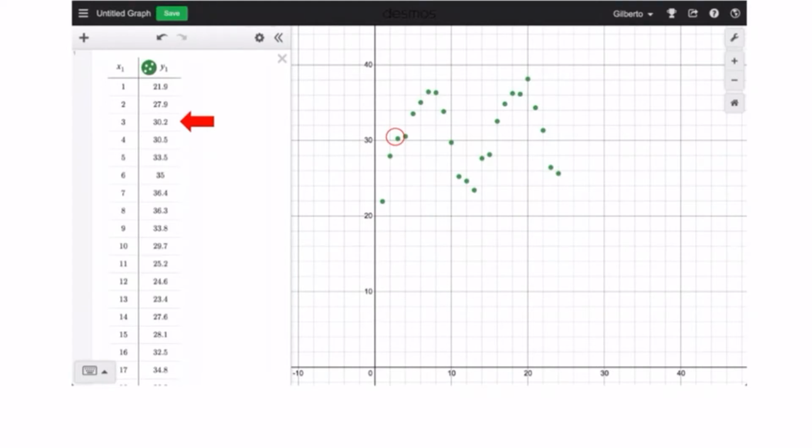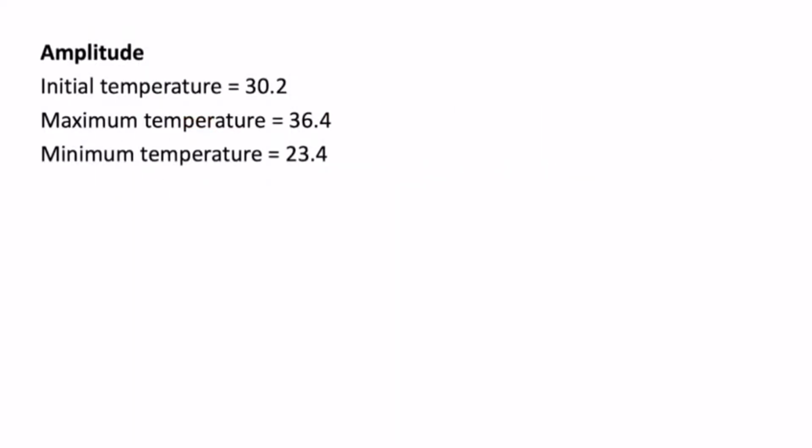The maximum point is 7,36.4. The middle point is 10,29.7. The minimum point is 13,23.4. And the last point is 16,32.5. Now that we have all the points, the first thing we need to find is amplitude.